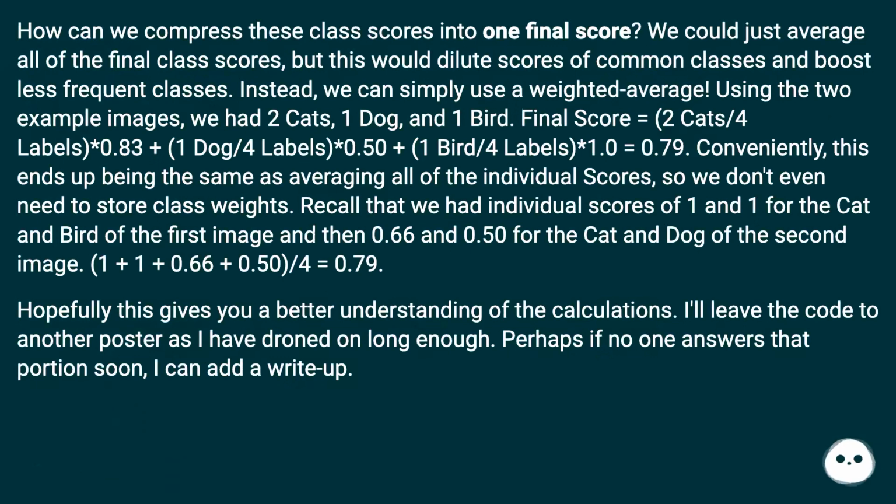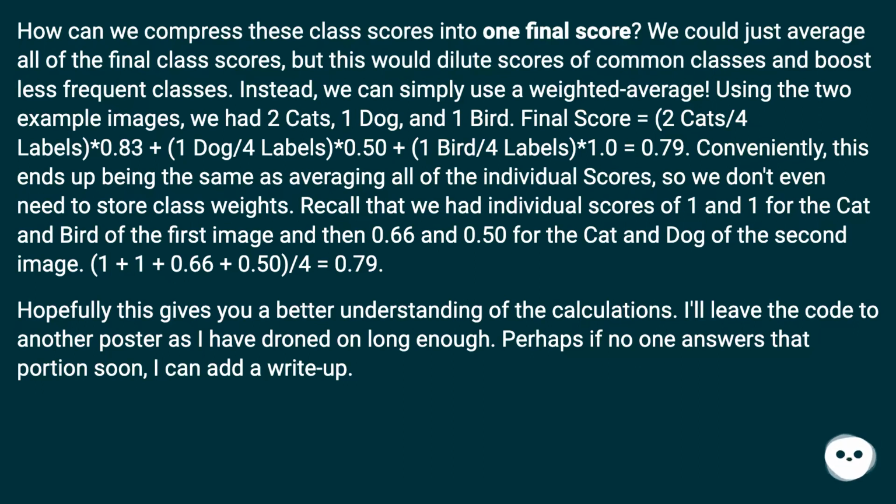How can we compress these class scores into one final score? We could just average all of the final class scores, but this would dilute scores of common classes and boost less frequent classes. Instead, we can simply use a weighted average. Using the two example images, we had 2 cats, 1 dog, and 1 bird. Final score equals 2 cats/4 labels times 0.83 plus 1 dog/4 labels times 0.50 plus 1 bird/4 labels times 1.0 equals 0.79.